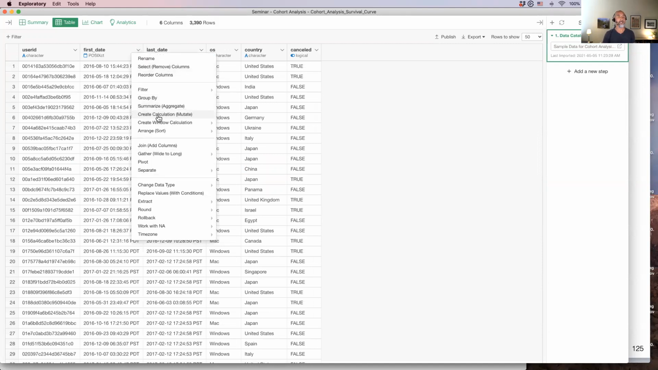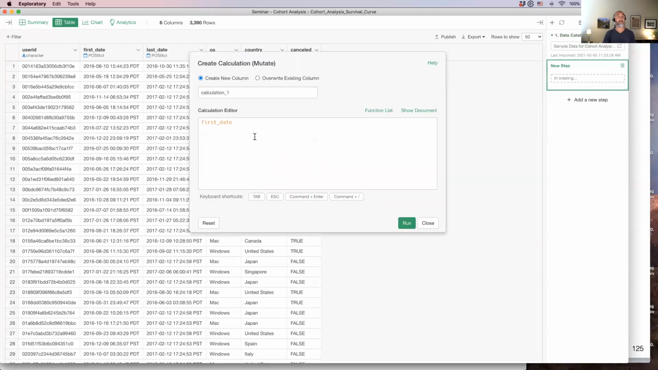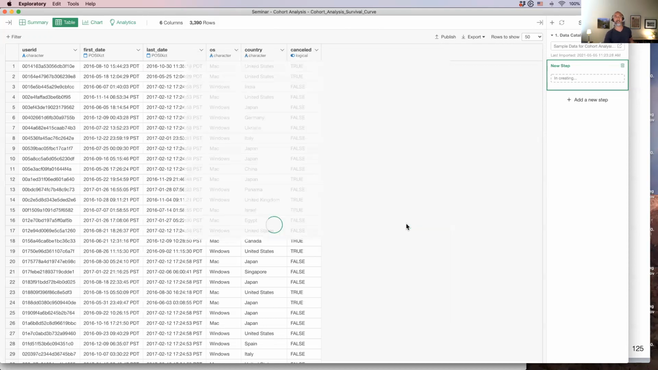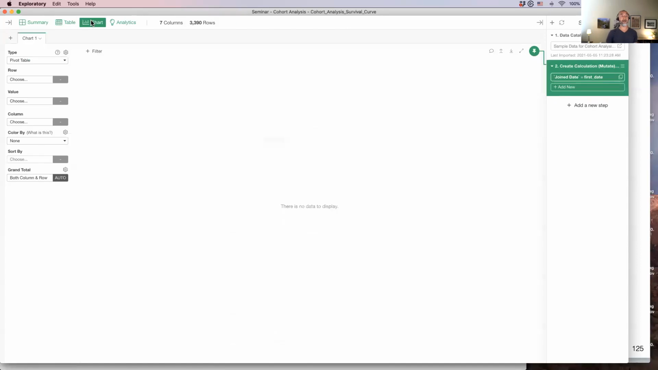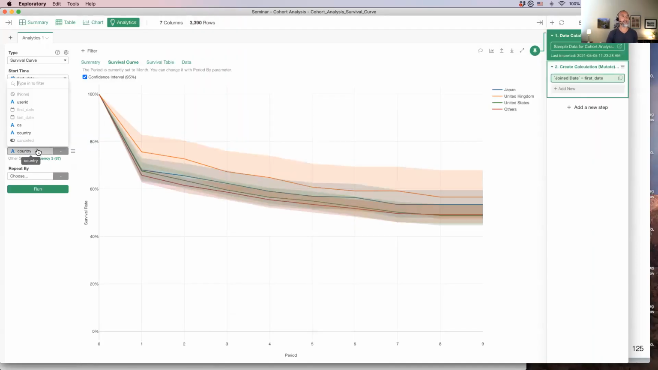I'm going to select Create Calculation from the first date column header menu, and I don't have to do anything, just a column name here. If I click the run button, this will basically return the first date value for each row. I'm going to name this join date, or converted date, whatever, just a different name. It's basically a copy of the first date. Now I have this join column that hasn't been used, right? I'm going to go to the analytics and assign that join column.